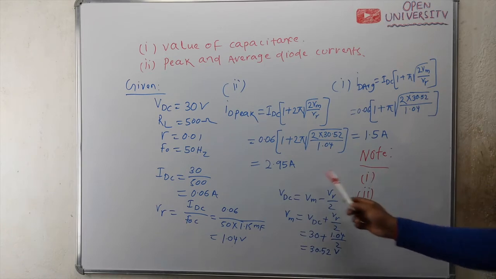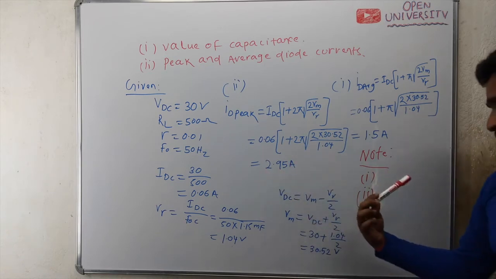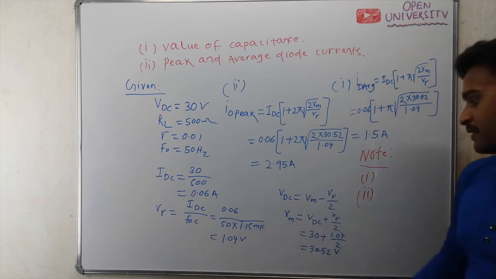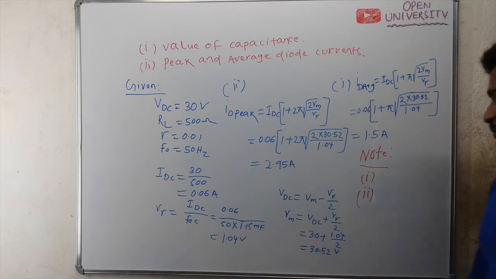So first point is saying that diode should have greater current rating. It means diode should allow a larger amount of current, otherwise diode will be damaged. And about second point, diode should have greater breakdown voltage because peak inverse voltage becomes 2 Vm.